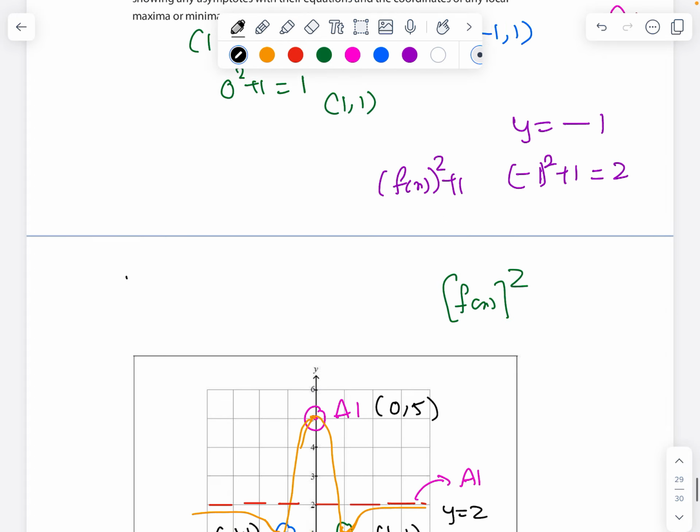So see carefully, it is f of x whole square plus 1. That's the reason everything is squared: y values are squared and 1 is added.